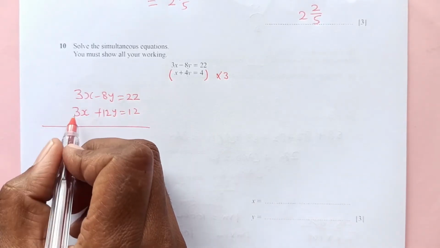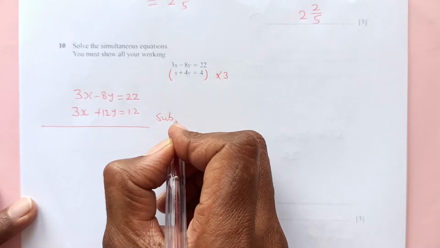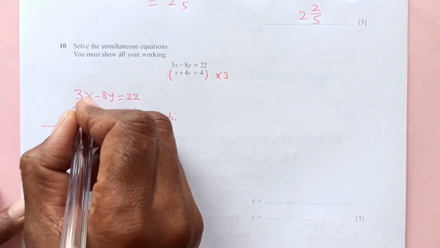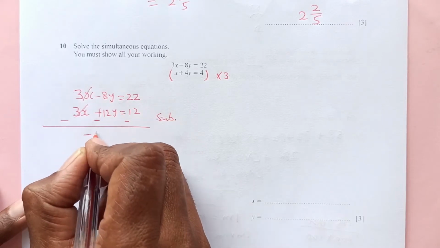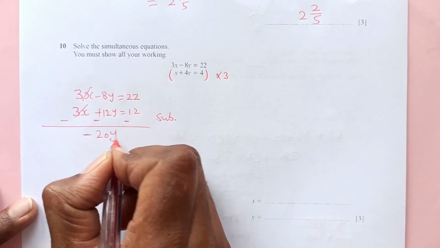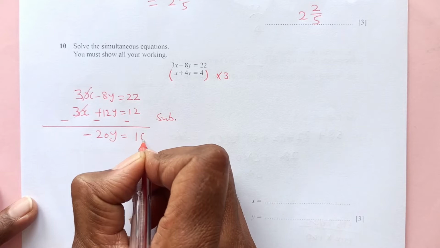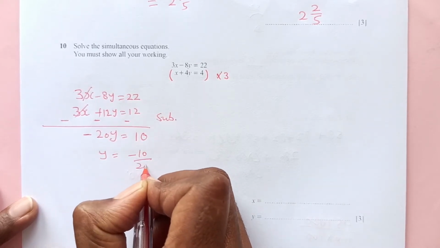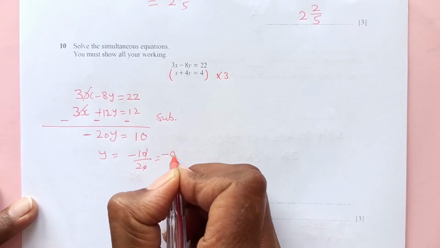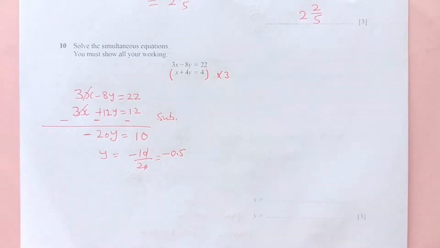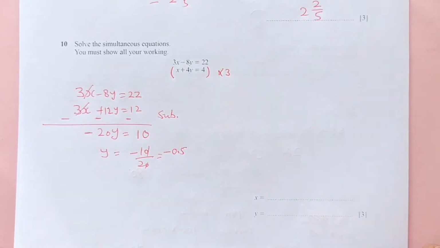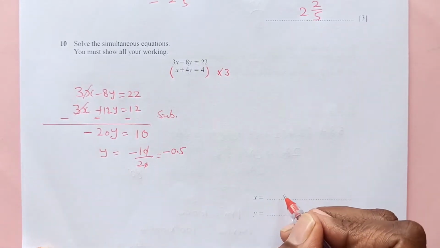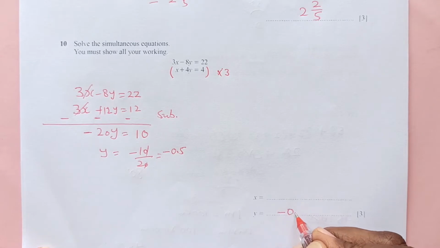Now this is same sign, so we need to subtract this one, right? So we are changing sign, negative, negative and negative. This and this is 0. So this is going to be negative 20y equals, when you subtract this, 10. So y is going to be negative 10 over 20. That is 0.5 with the negative sign, right? So value of y is negative 0.5.